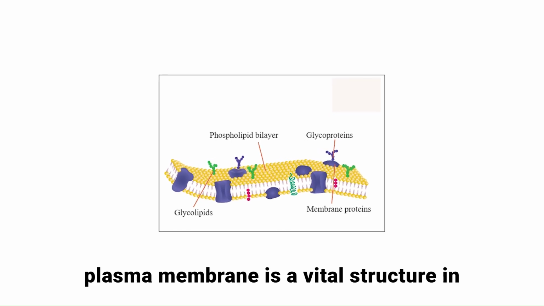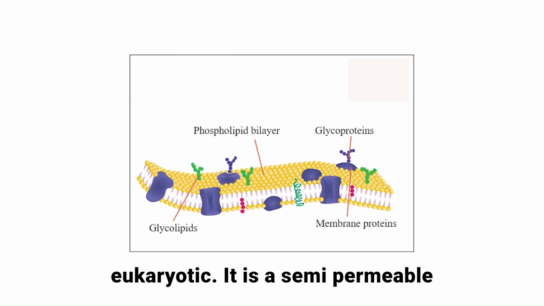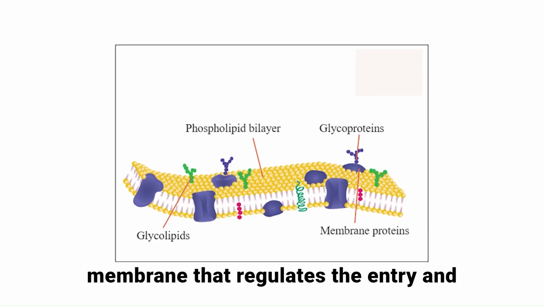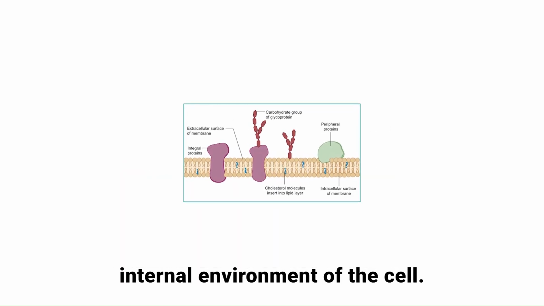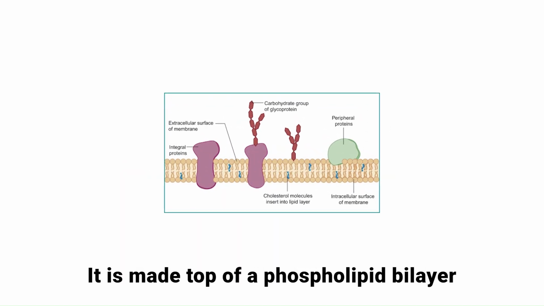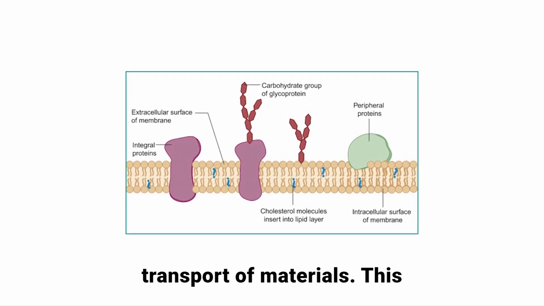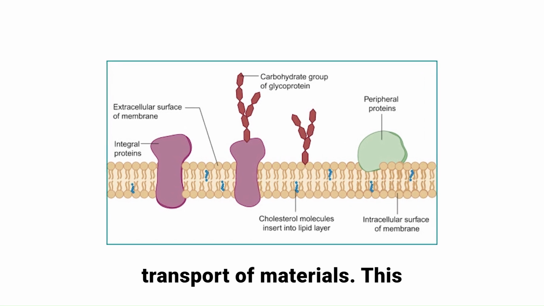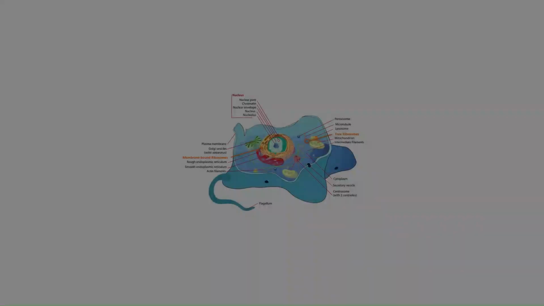The plasma membrane is a vital structure in all cells, whether prokaryotic or eukaryotic. It is a semi-permeable membrane that regulates the entry and exit of substances, maintaining the internal environment of the cell. It is made up of a phospholipid bilayer with embedded proteins, allowing selective transport of materials. This membrane also plays a role in cell signaling and communication.